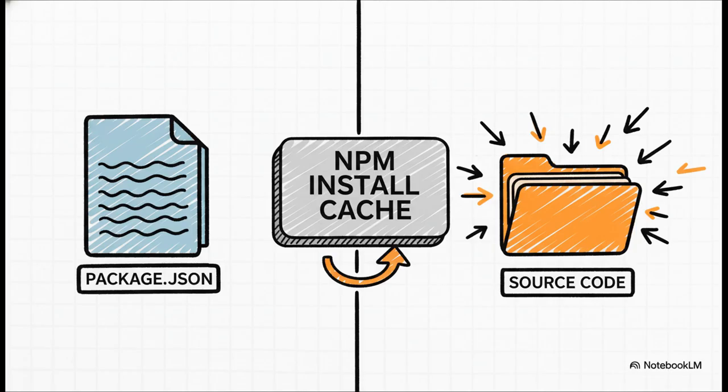So by copying package.json and running npm install first, Docker creates a layer for all your dependencies and then caches it. Now, when you change a single line of your own code, the build just skips that whole heavy npm install step. It only has to update the very last layer with your new code. This can literally take a build that takes minutes and shrink it down to just a few seconds.